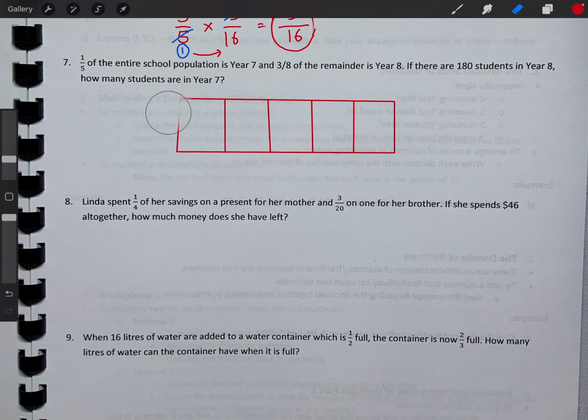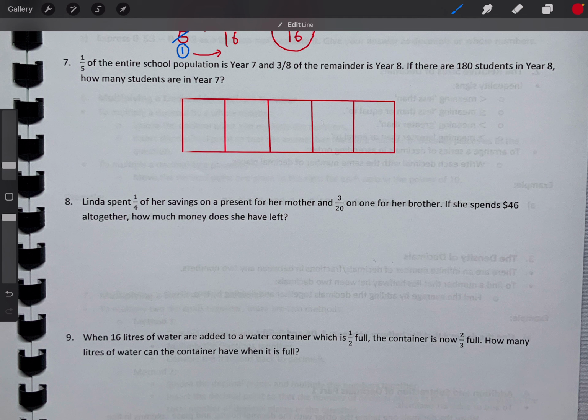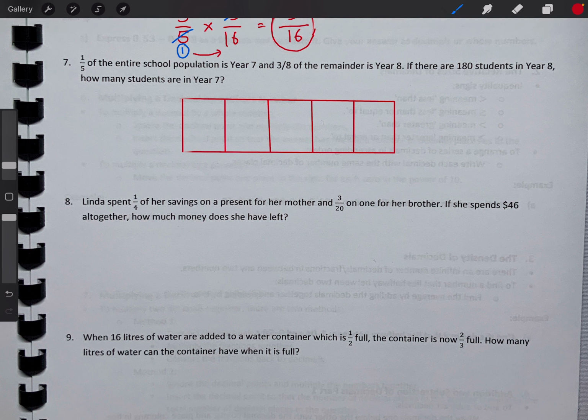Okay. Let me just. There you go. Looks a bit better. So I've cut it into 5 pieces. So 1/5 of the entire school population is year 7. So this is all the year 7s here. There you go. And 3/8 of the remainder is year 8. So we're going to take the remainder. This is the remainder. Actually, let me just rewrite it here. This is the remainder.